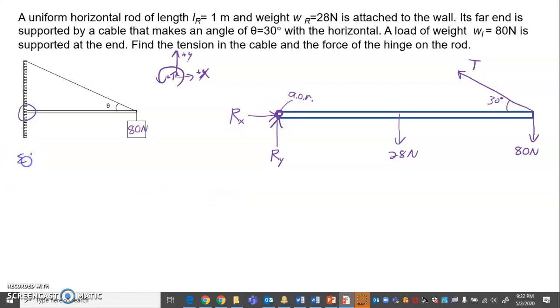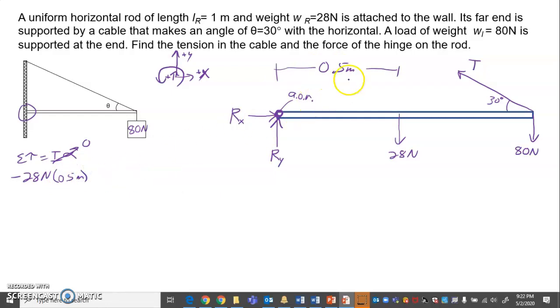All right, with this as the axis of rotation, we can go ahead and sum the torque equal to I alpha. It's an equilibrium problem, so the angular acceleration alpha is 0. So Rx and Ry don't create any torque relative to the axis of rotation. We have the 28 Newton force, which is, let's see, the entire rod is 1 meter in length, so 0.5 meters from here to here.